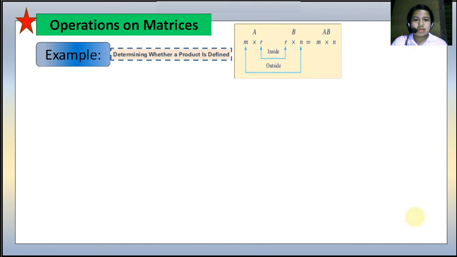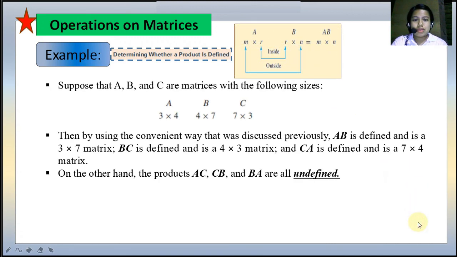Now we will proceed to determining whether the products of our matrices are defined. So this is our convenient way of identifying if these matrices are defined. Suppose that A, B, and C are matrices with the following sizes. We have matrix A, a 3 by 4 matrix, matrix B, a 4 by 7 matrix, and matrix C, a 7 by 3 matrix. Then by using the convenient way discussed previously, AB is defined and is a 3 by 7 matrix.